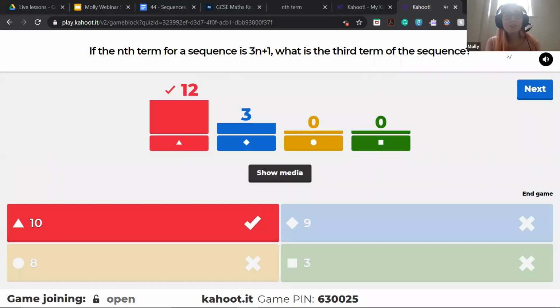Awesome, well done. So you substitute in n equals 3 because it's the third term. So the nth means the third. So you pop in 3. So 3 times 3 plus 1 gives you 10.